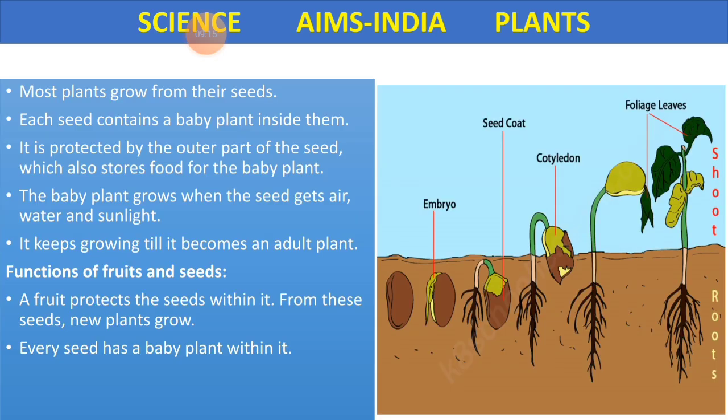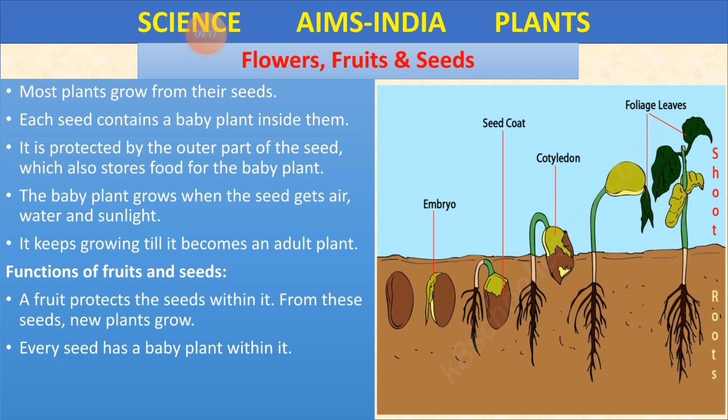Now we'll see how these seeds grow, and this process is known as germination. This process is known as germination. Most plants grow from their seeds.